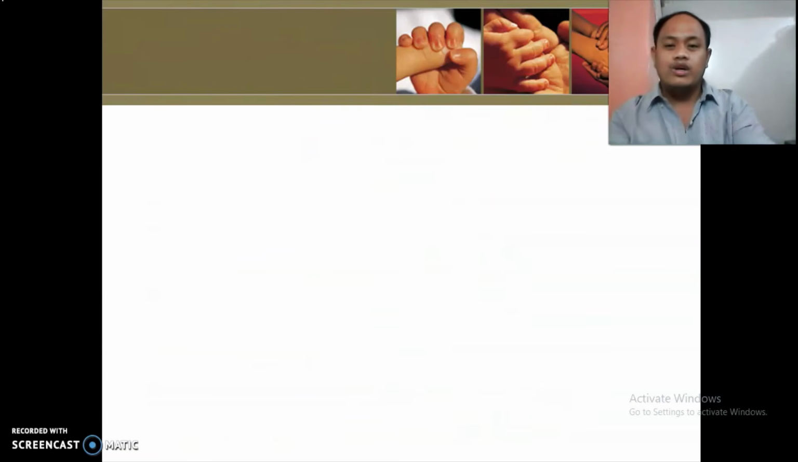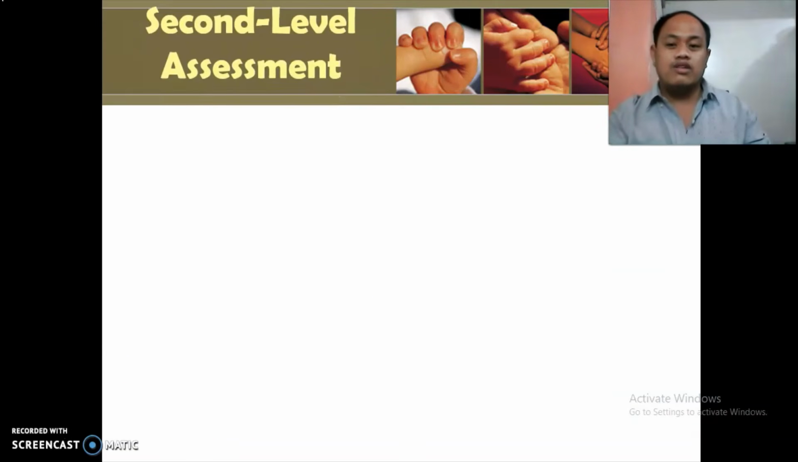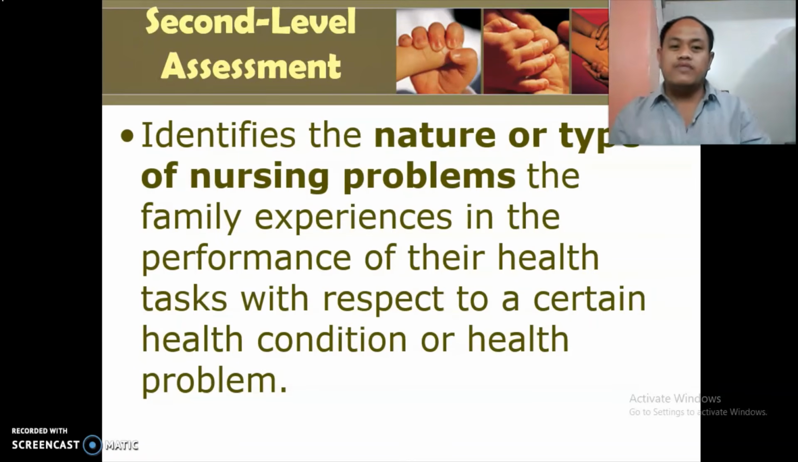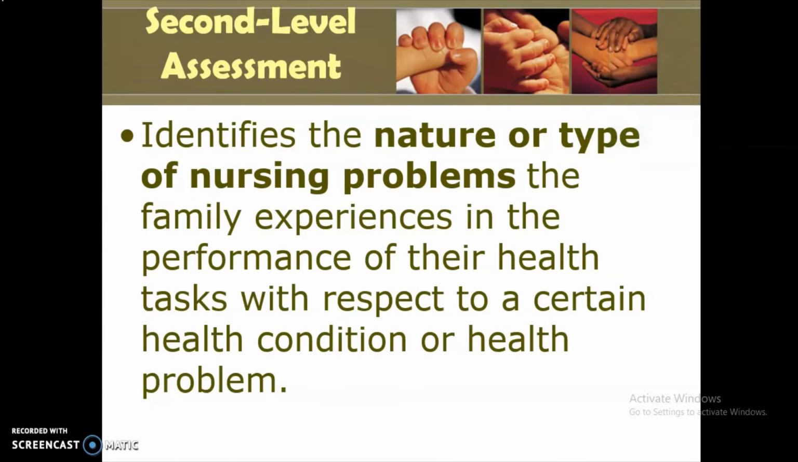We are now going to the second level of assessment. For the second level of assessment, we are going to identify the nature of the nursing problem the family experiences in the performance of their health tasks. So this is in relation to the family's performance of health tasks. If they are unable to perform the family health task, that is an example of a problem, which is a second level assessment.